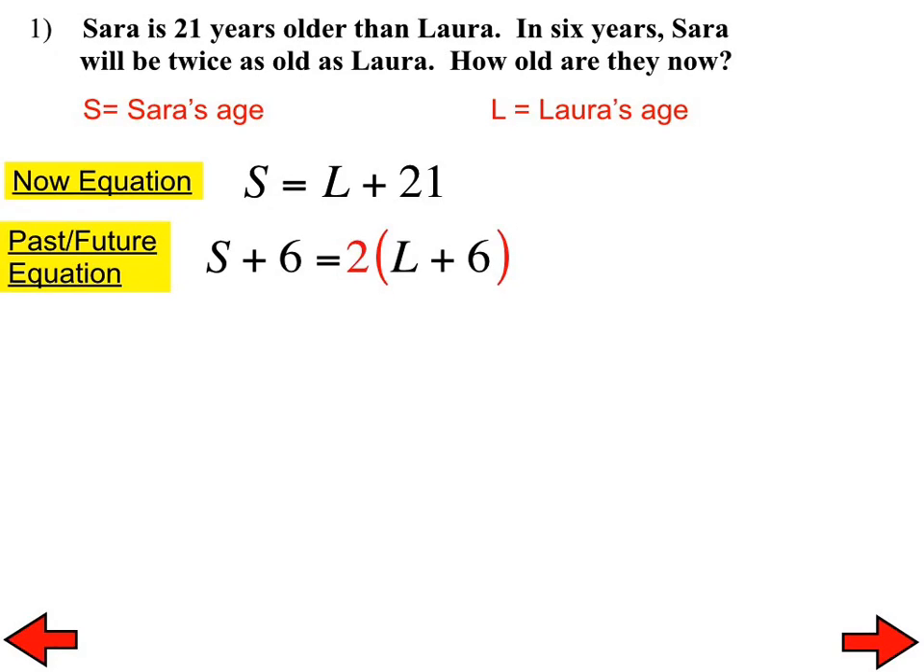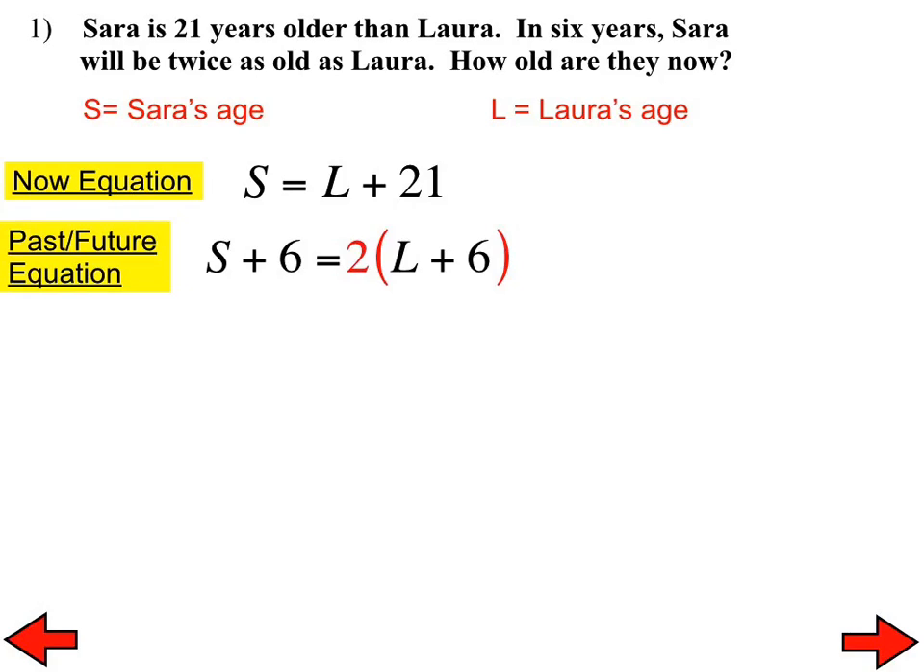So let's take a look at that system. The first equation is S equals L plus 21, because to make sure that they have equal ages, we have to add 21 onto Laura's. In 6 years, that's where the S plus 6 and L plus 6 comes from. But to make sure that they are equal to each other, we have to multiply Laura's age by 2, because Sara is the one who's twice as old.